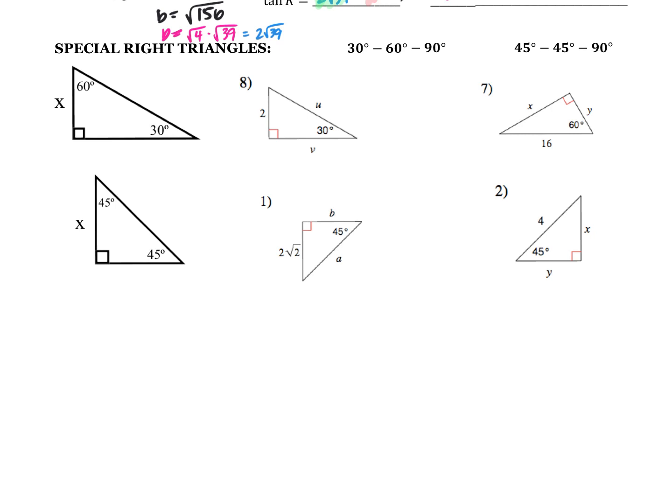You guys, we're on the bottom of page 7 just to finish 5-2. We have seen these special right triangles before. You've seen them back in geometry. Does anyone remember what we'd call this kind of triangle? 30, 60, 90. What about this one? 45, 45, 90.